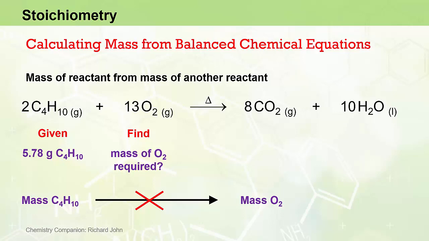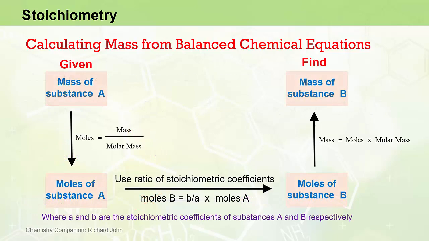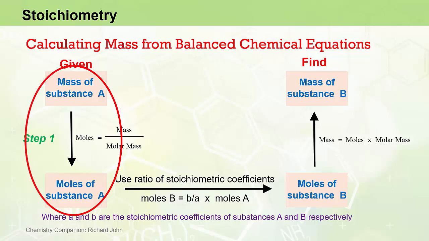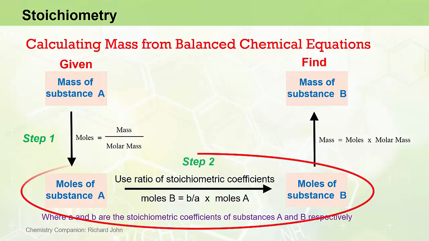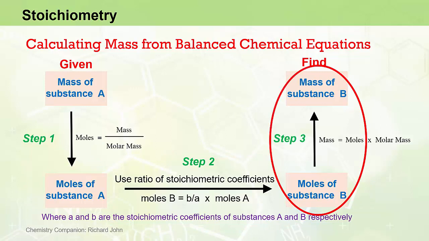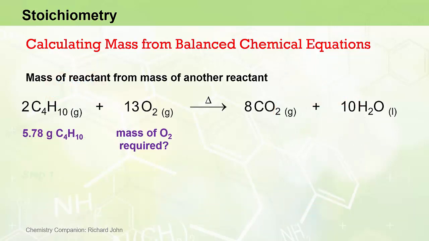Instead, we again need to refer back to this diagram where we can see that if we are given the mass of butane and asked to find the mass of oxygen, we have to take the same approach we just saw by firstly converting the mass of butane to moles of butane. Then we use the moles of butane to calculate the moles of oxygen by using the ratio of the stoichiometric coefficients in the balanced chemical equation. And then we calculate the mass of oxygen from the moles of oxygen using the rearranged form of the molar mass equation. So let's go ahead with step 1, calculating the moles of butane in 5.78 grams.